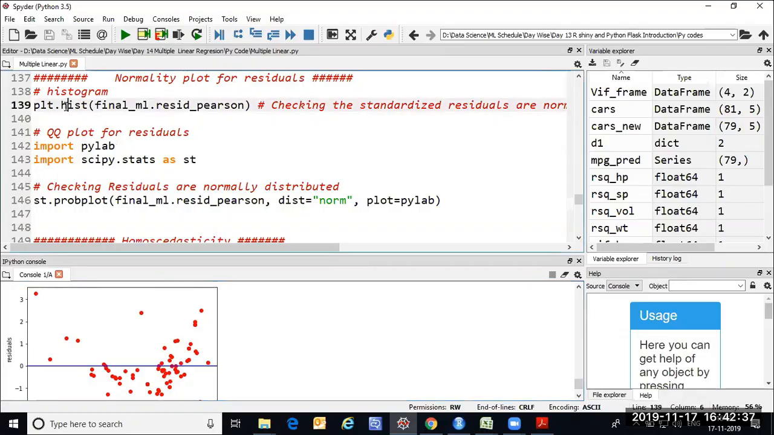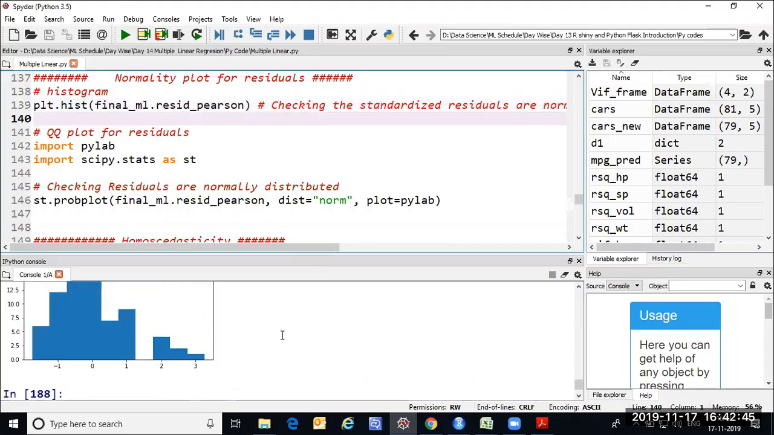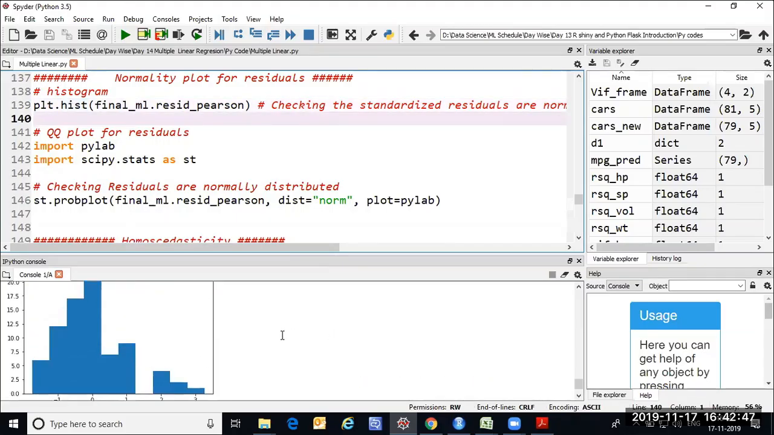If we draw the histogram of these residuals, how should it look? They should be normally distributed. Histogram is basically to understand the shape of the data.